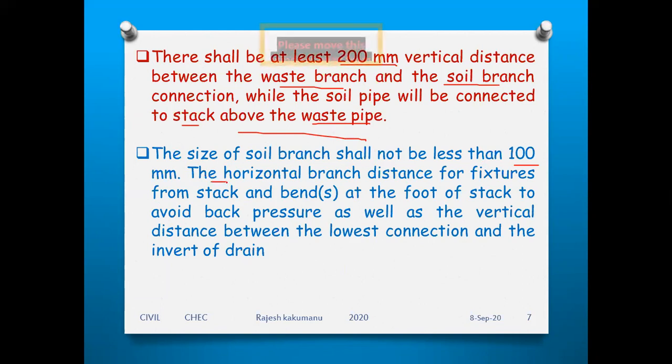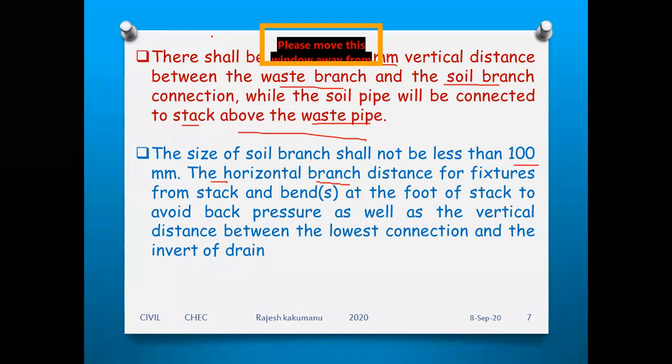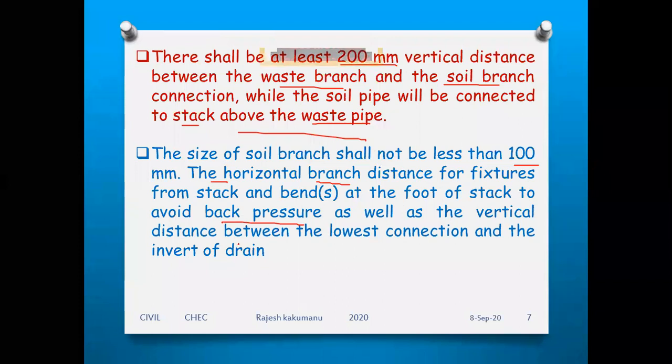Then what is the next thing? Branch. The horizontal branch fixtures from the stack to bends at the foot of the stack, to avoid the back pressure, as well as the vertical distance between the lower connection and the inlet of the drain.